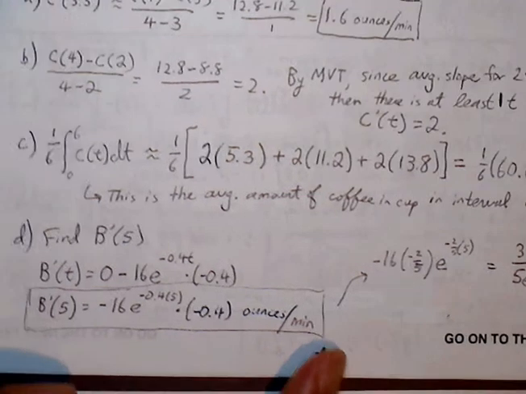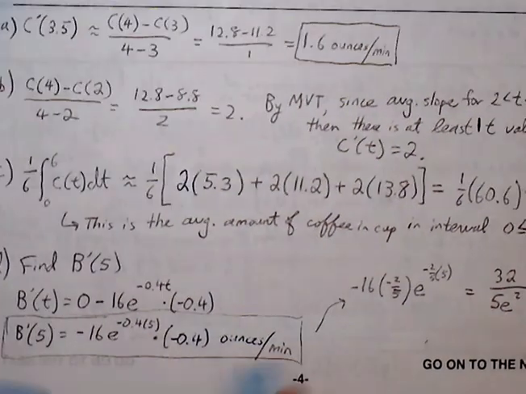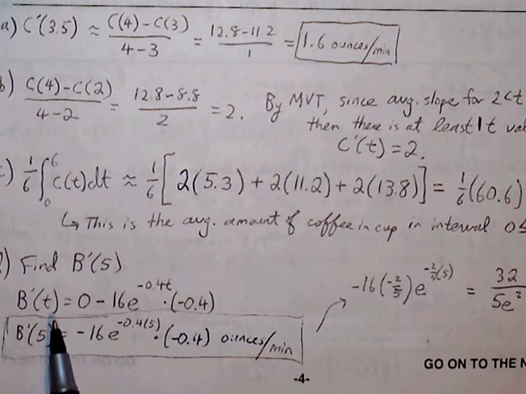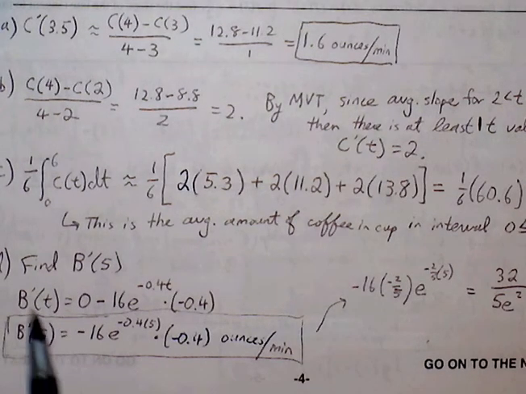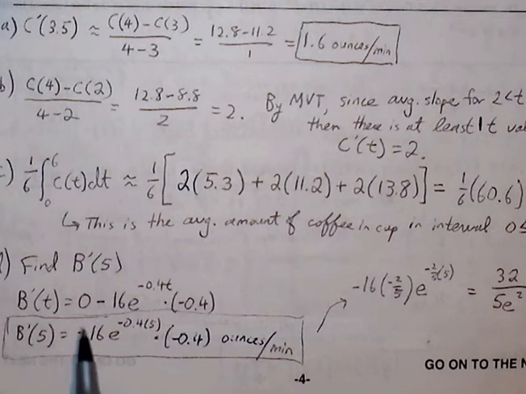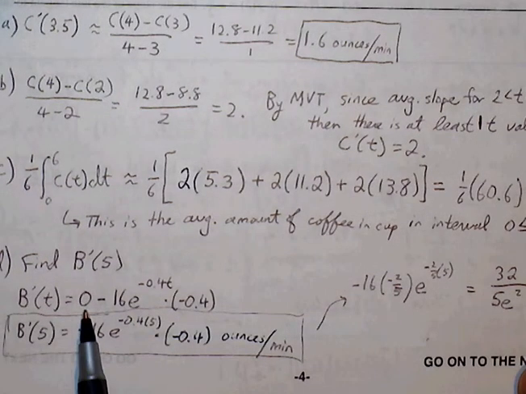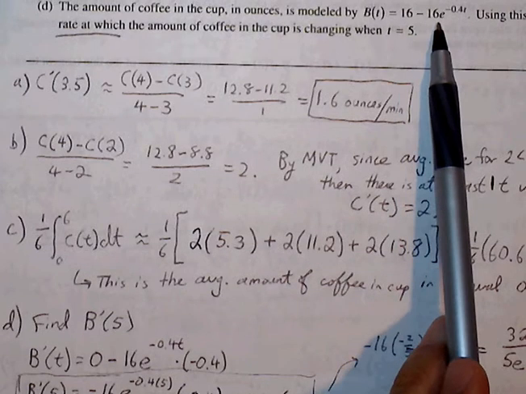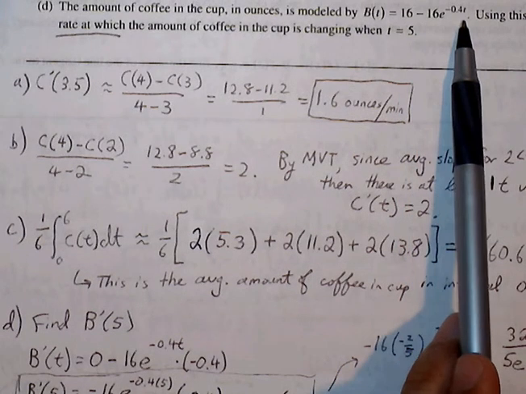Okay, so we want to find the rate at which the cup is changing, or the amount of coffee is changing, so we need to find the derivative. Again, this is without a calculator, so we'll do this by hand. So 16 goes to 0, and then 16e to negative 0.4t.